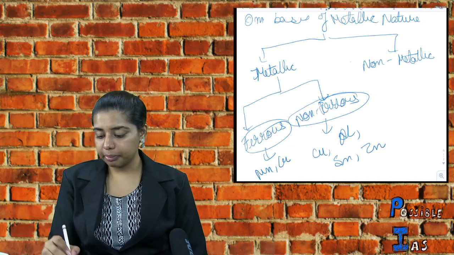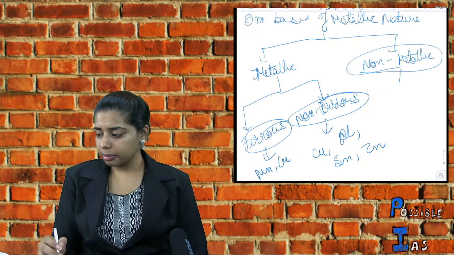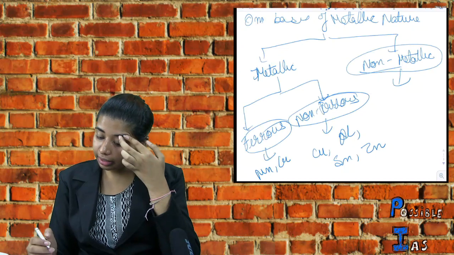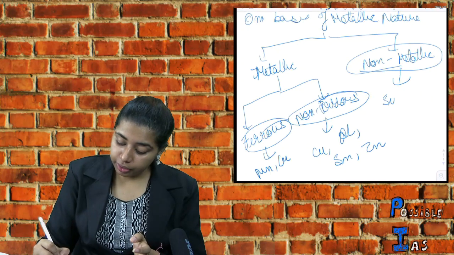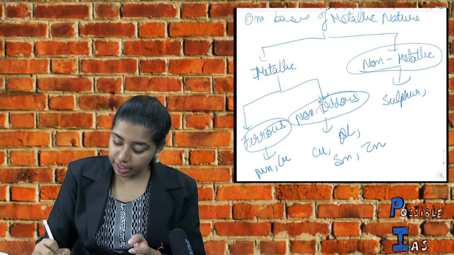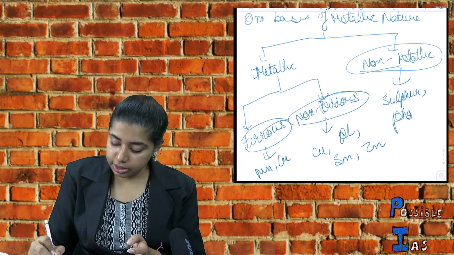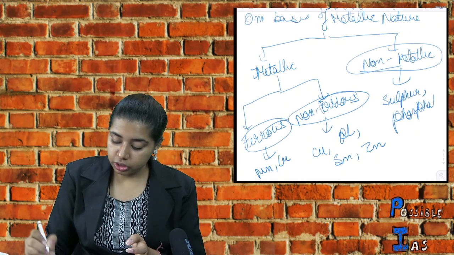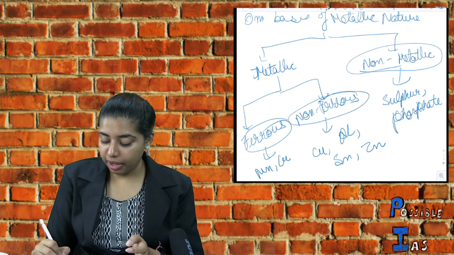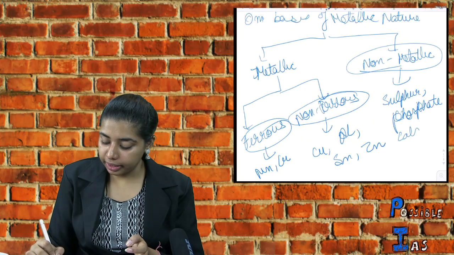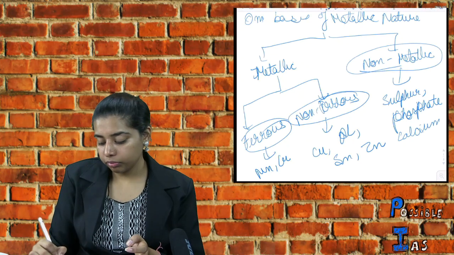And what are non-metallic minerals? Non-metallic minerals are the minerals that do not contain any metal content. In this you have sulfur, then you have phosphates. The phosphate deposits are used in making fertilizers. Then you have calcium carbonate, that is lime. So these are non-metallic minerals.